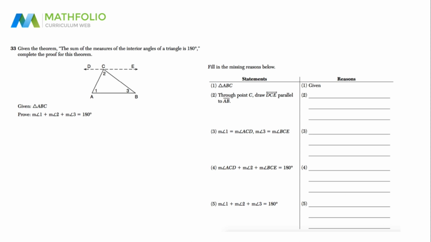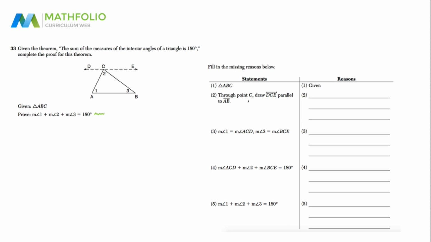Okay, so question number 33. We're given a theorem: the sum of the measures of the interior angles of a triangle is 180 degrees, and it wants us to complete this proof. So this angle 1, angle 2, angle 3 all make 180. That's what we're trying to prove right here, and we're just given a triangle.